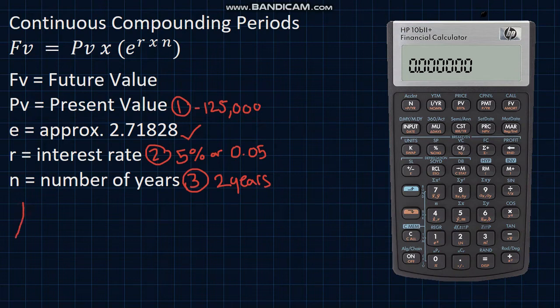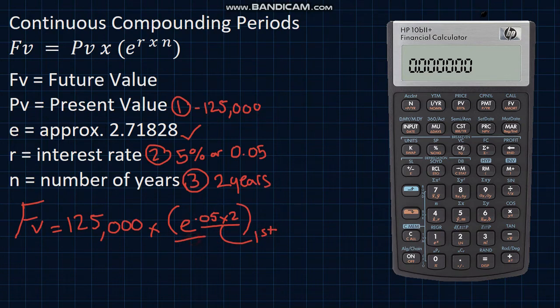Let's plug these variables into the formula. We have the present value multiplied by E to the power of the interest rate multiplied by the number of years in the future we're calculating to. Now when we input this into the calculator, we'll work out R multiplied by N first, then complete the E section, and then multiply it by the present value.